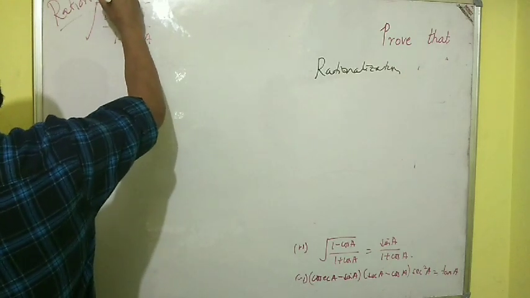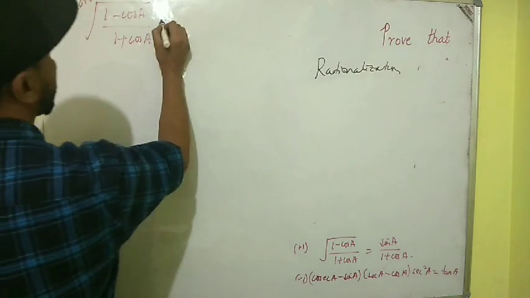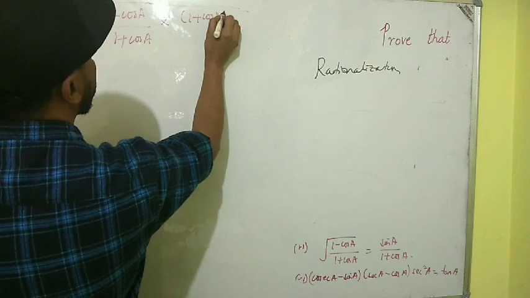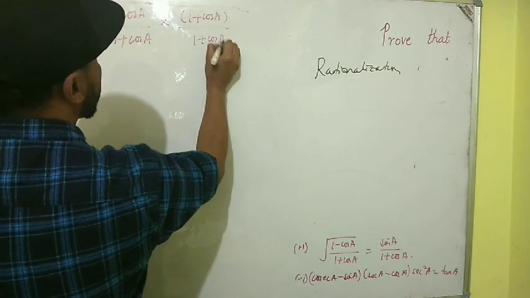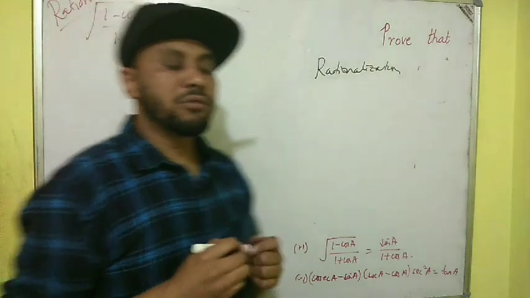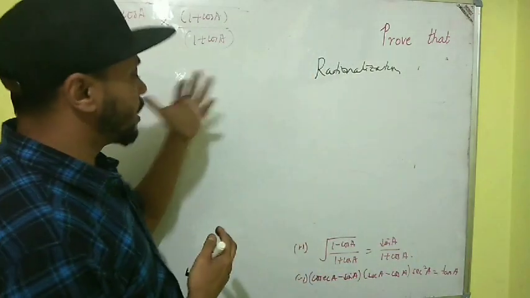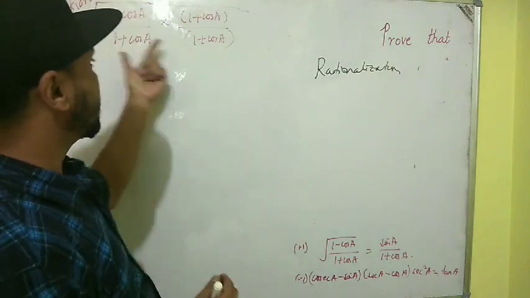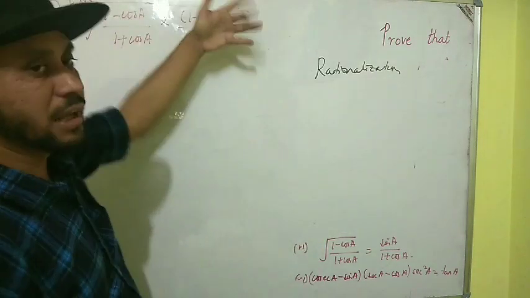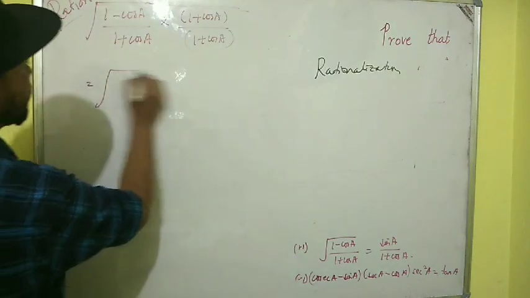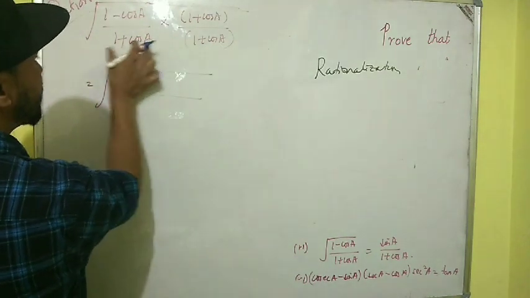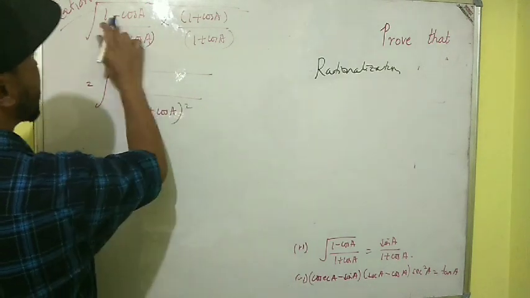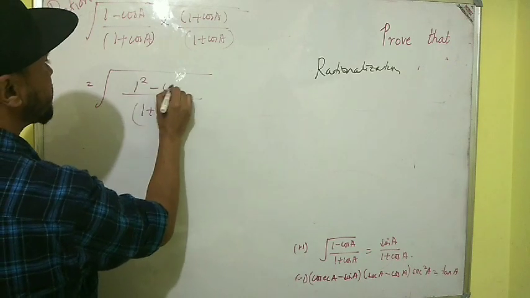Now we rationalize the numerator, (1 plus cos A) and (1 plus cos A). It depends upon which one you are rationalizing, what is given and what you are finding. In the previous one we rationalized the denominator, but now the denominator is the same, so we are rationalizing the numerator. If you are multiplying the same value, this will be (1 plus cos A) whole square. A plus b, a minus b is a square minus b square.